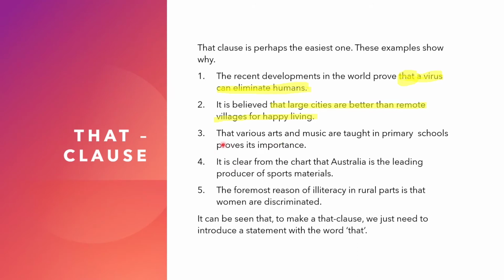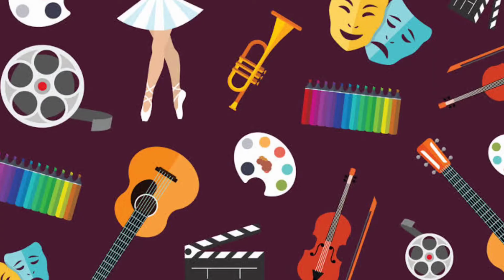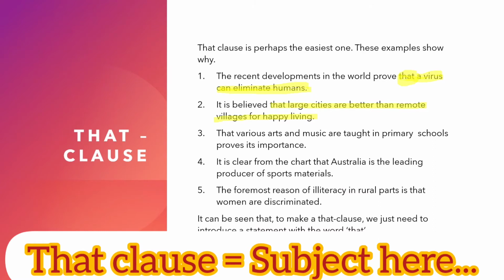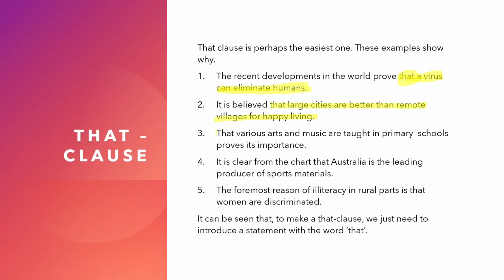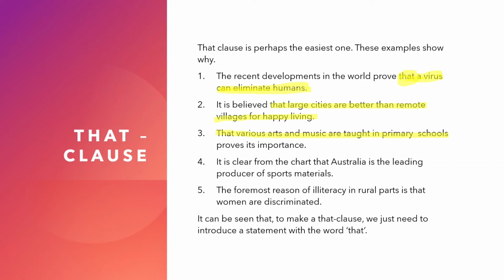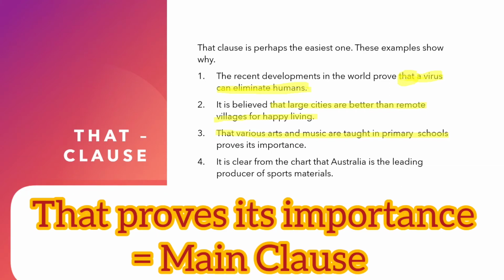There are some more examples here. You can go through that. That various arts and music are taught in primary schools. This is used as the subject of the entire sentence. This means the fact that various arts and music are taught in primary schools. What does that fact do? Proves it is important or proves its importance.